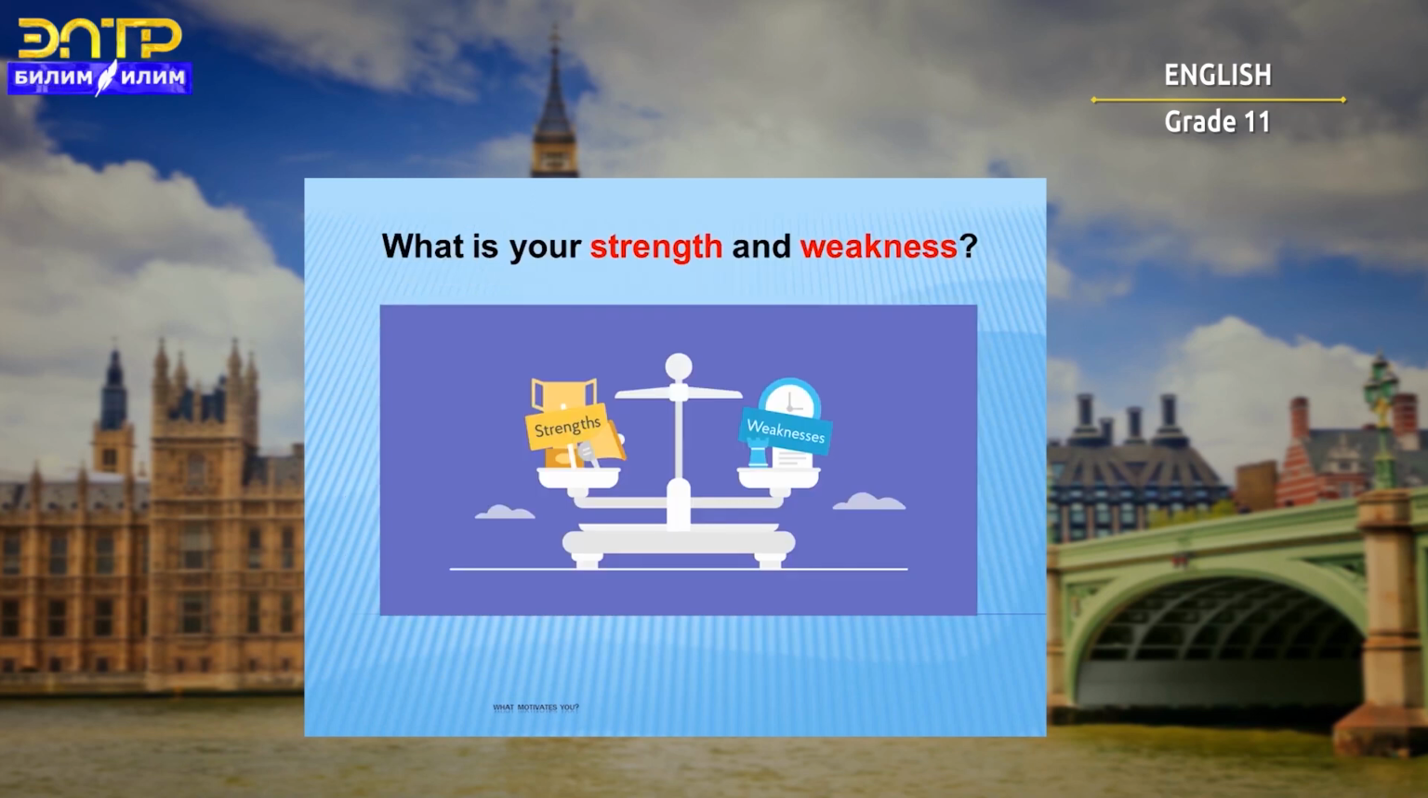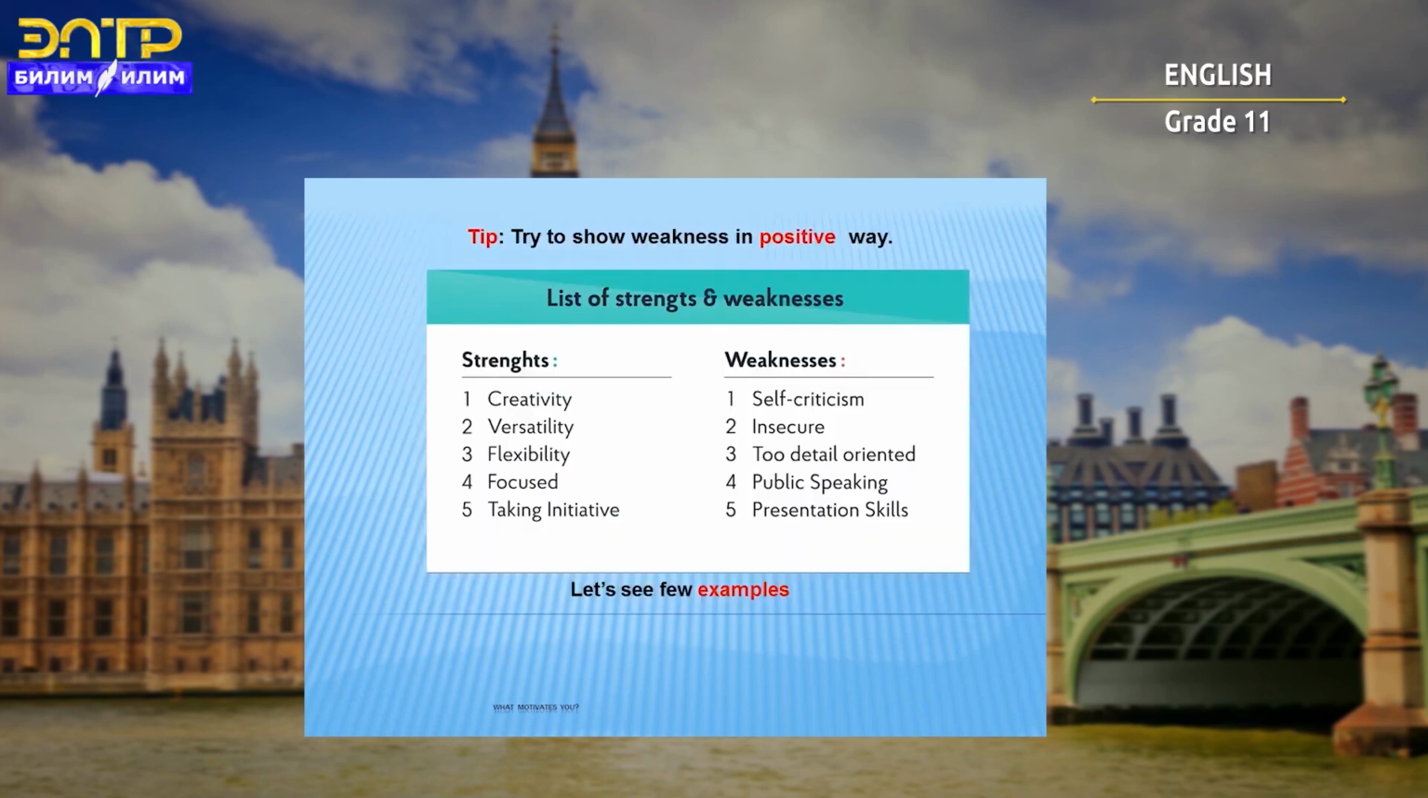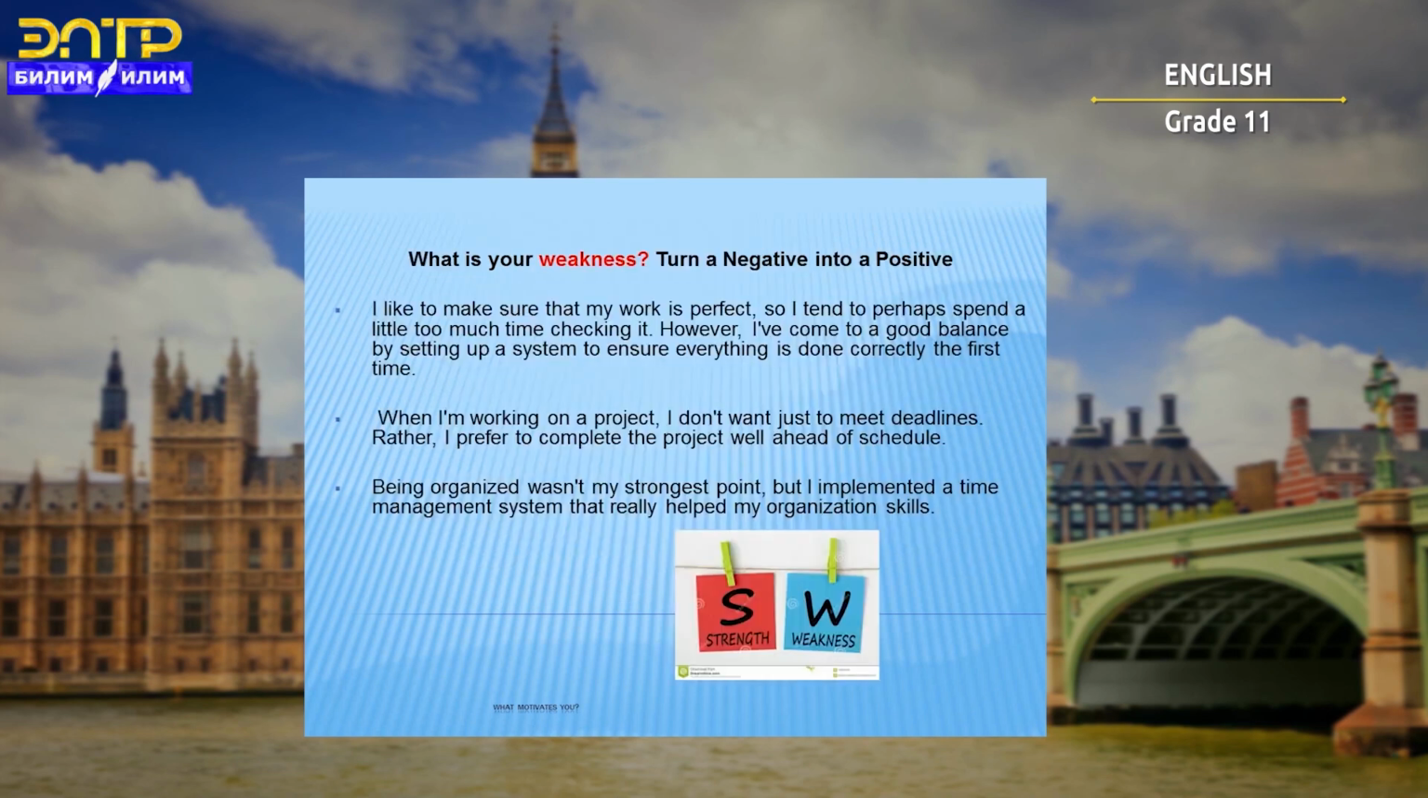What is your strength and weakness? Tip: try to show weakness in a positive way. List of strengths and weaknesses. Strengths: creativity, versatility, flexibility, focused, taking initiative. Weaknesses: insecure, self-criticism, too detail-oriented, public speaking, presentation skills. What is your weakness? Students, try to turn a negative into a positive.